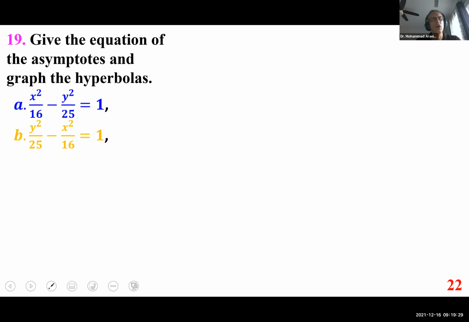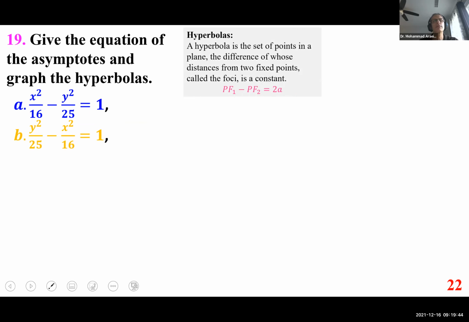Given the equation of the asymptotes, give the equation of the asymptotes and graph the hyperbolas. Those are hyperbolas. So let's look at the definition. Could you please read this? Hyperbolas. A hyperbola is a set of points in a plane, the difference of whose distances from two fixed points, called the foci, is a constant. PF1 minus PF2 equals 2a.